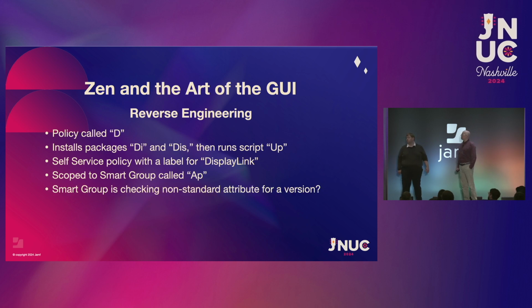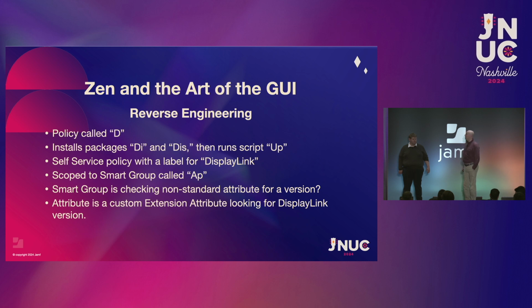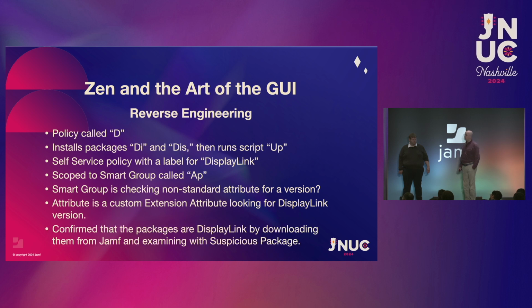It's checking a non-standard attribute for what looks like a version number, and is attached to a custom extension attribute script that's looking for DisplayLink version. And then we confirm in Suspicious Package that the two packages are indeed to do with DisplayLink. One's the DisplayLink installer, and the other one is the separate package they provide to do the launch agent, so it automatically runs.